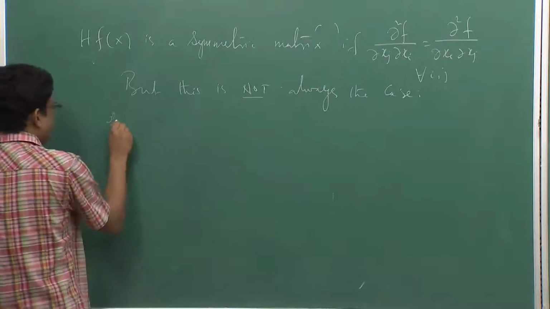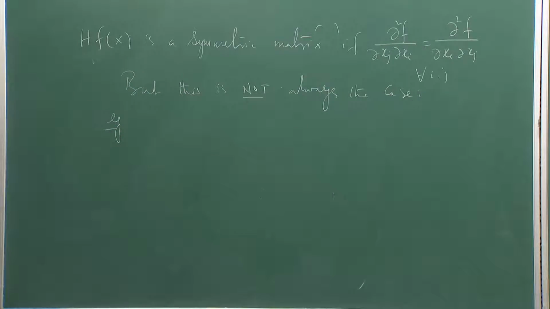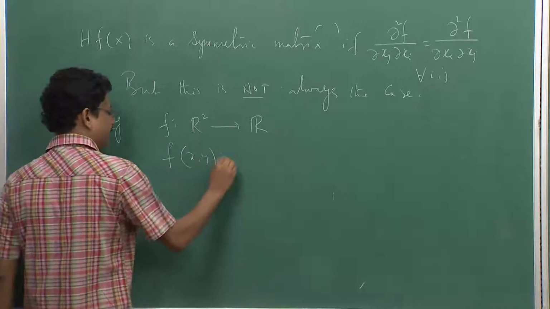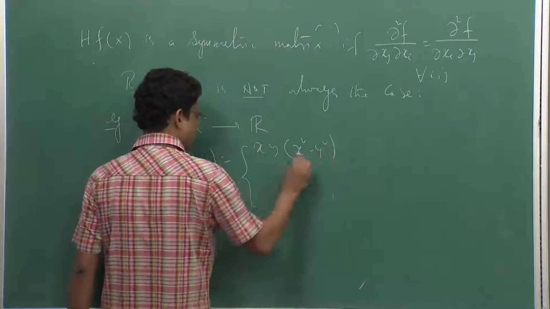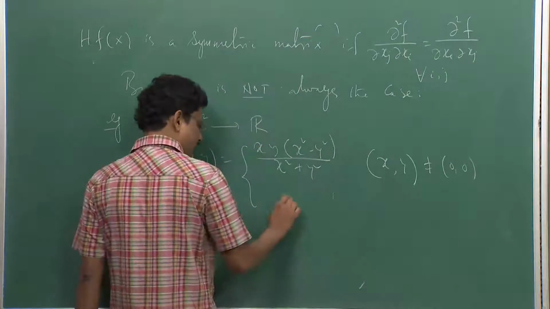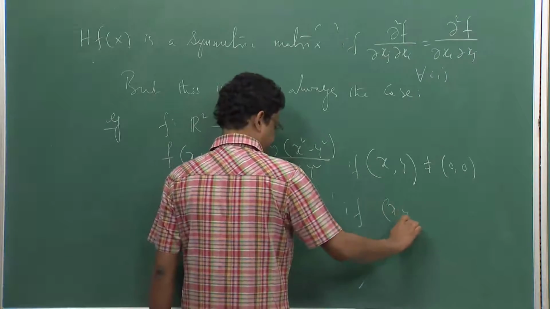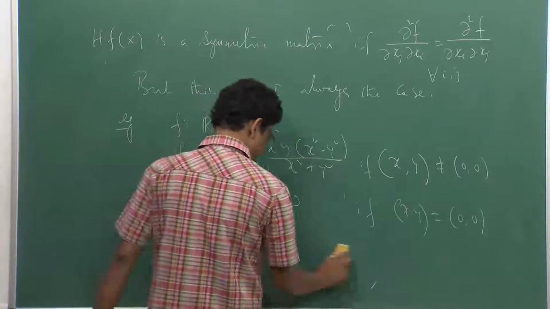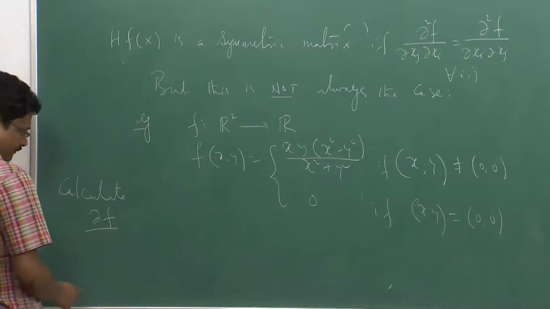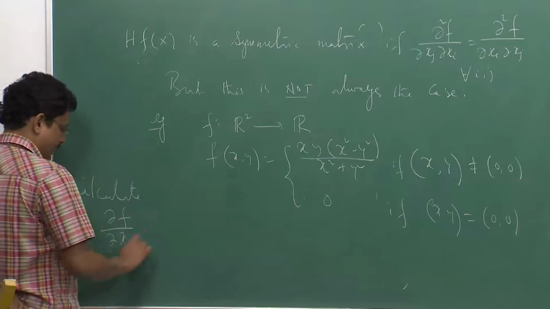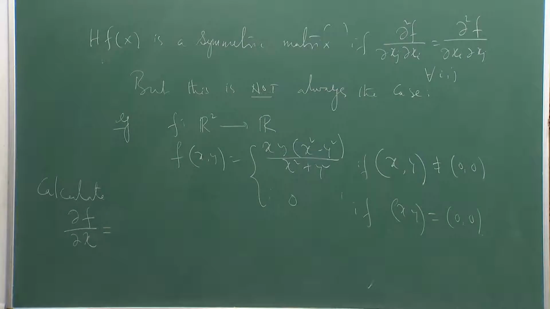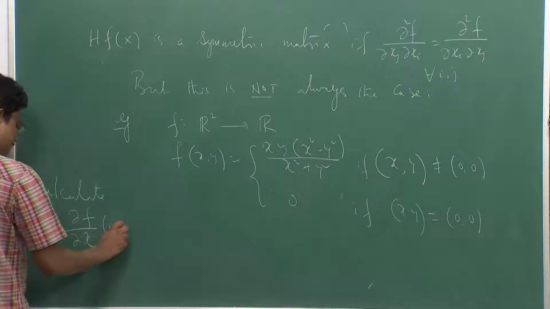For example, I give you a very elementary example. Let us say f from entire R 2 to R, f of x y equal to x y times x square minus y square divided by x square plus y square, when x and y are not both 0, it is not the origin, and 0 at the origin. What you can calculate here, so do this calculation yourself, del f del x, let us calculate it at 0 y, this will be equal to minus y.